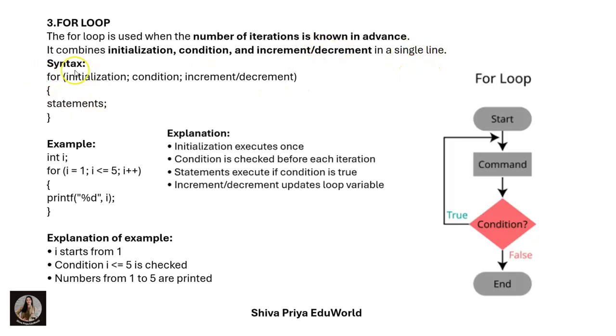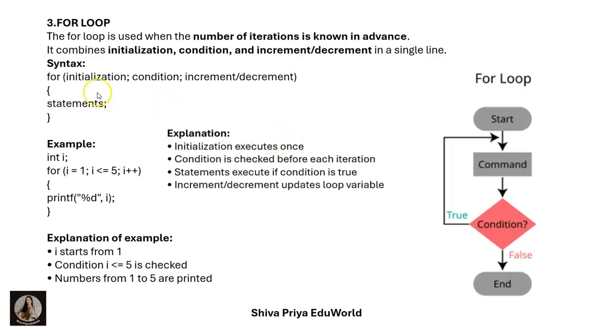Let us see the syntax of this. For, initialization, condition, increment or decrement, anything I can take in a single line. Clear? In the for line, I can initialize, the condition can also be given, and increment or decrement can also be done in a single line. After that, the set of statements. This is the syntax of the for loop. Here I have explained the syntax.